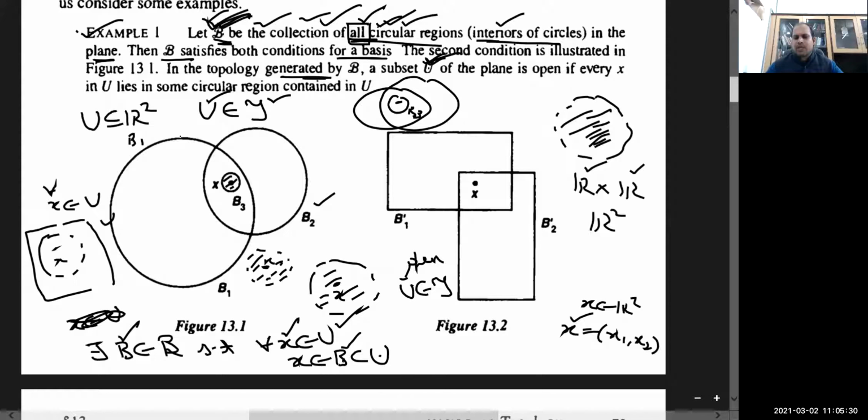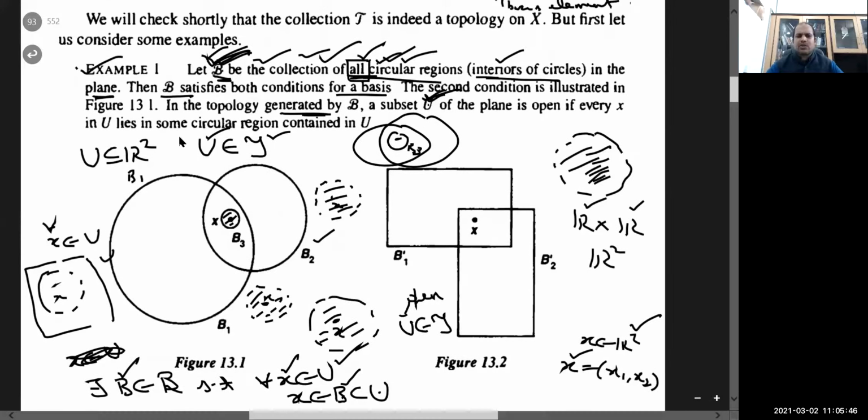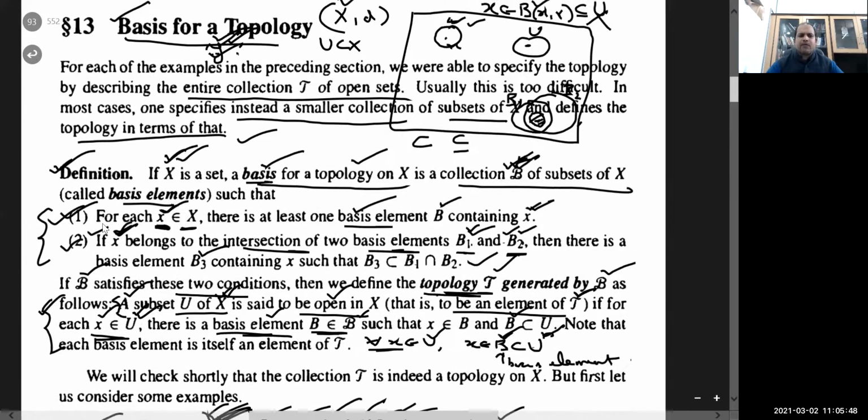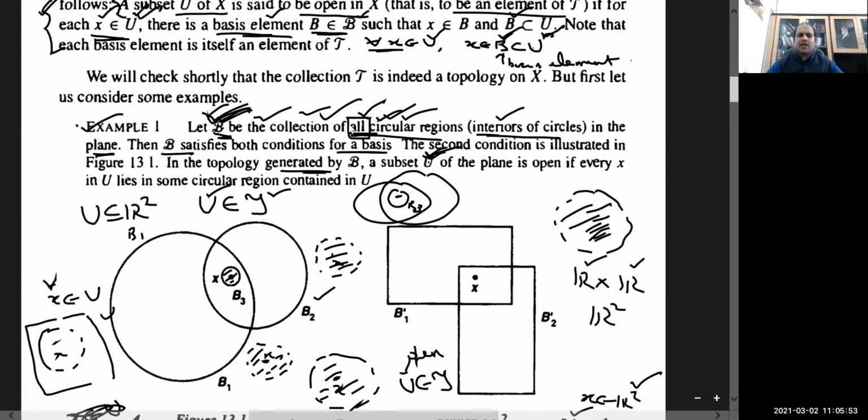So one knows that any x belonging to R2 can be written as x1, x2. Now in this plane, around each x, one can always construct an open disk. So this is trivially true. There is no problem in this one. So the first condition of the basis is that for each x belonging to X, there is at least one basis element, and here the basis elements are the collection of all circular regions. So around each x, one can always have such a basis element.